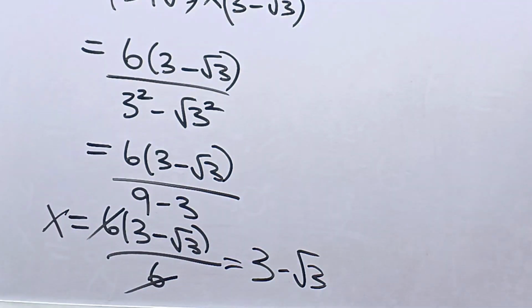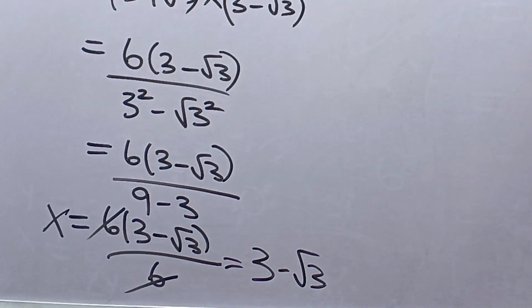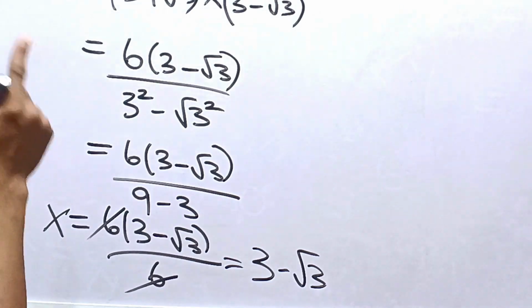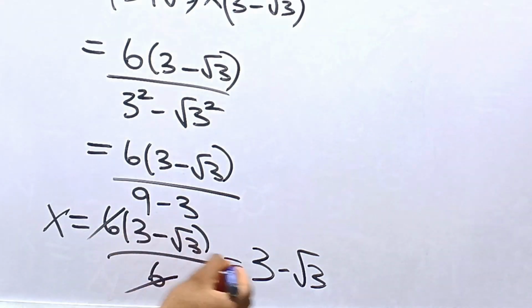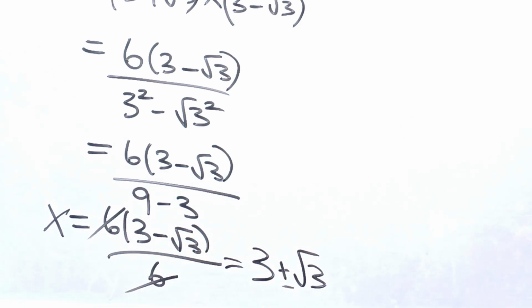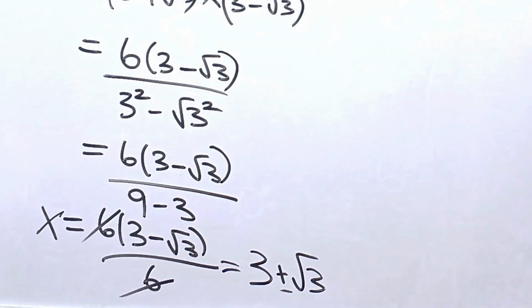So when x is 3 minus root 3, y is 3 plus root 3, which invariably tells us that when y is 3 minus root 3, x is 3 plus root 3. Hence, the values for x is also 3 plus or minus root 3, and y is also 3 plus or minus root 3. So that becomes the final answer to this question.